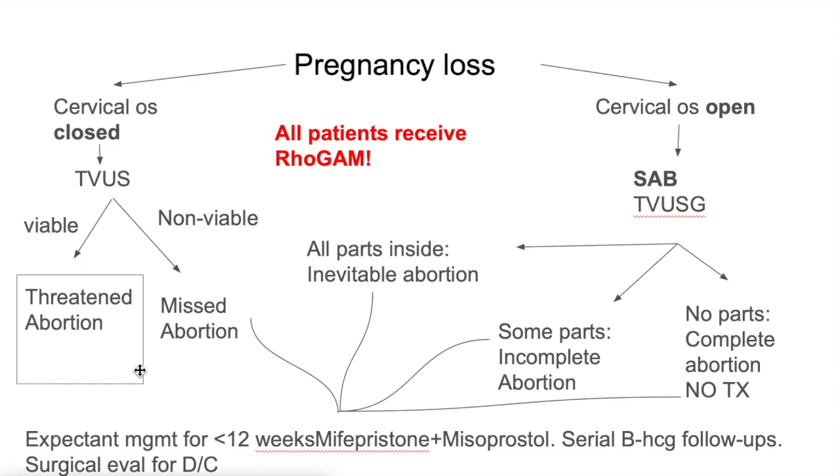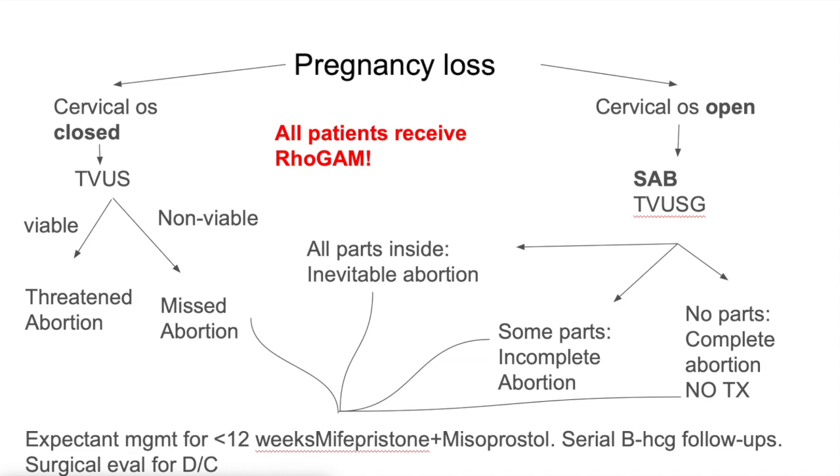Now, for missed abortion, inevitable abortion, incomplete abortion, and complete abortion, it only has one treatment. First thing we would do usually depends on the patient. If the patient is less than 12 weeks of gestation, we would do an expectant management. We would just wait and see. We'd do serial beta HCG and transvaginal ultrasounds to see if the fetal parts have been evacuated naturally by the mother.